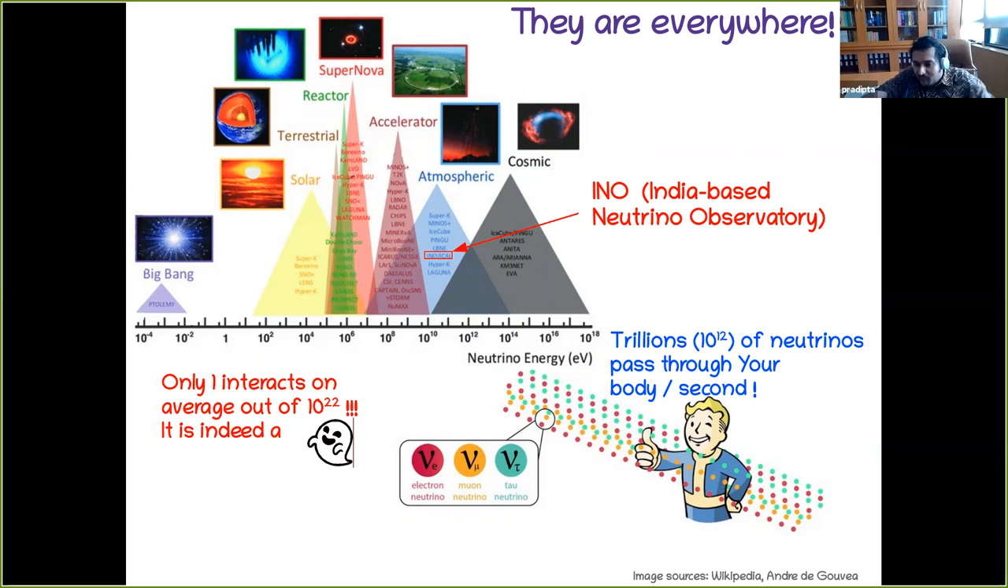And for example, trillions of neutrinos are crossing our body as of now, but we can't feel them. But if trillions of bullets were crossing your body, then you would no longer be here.